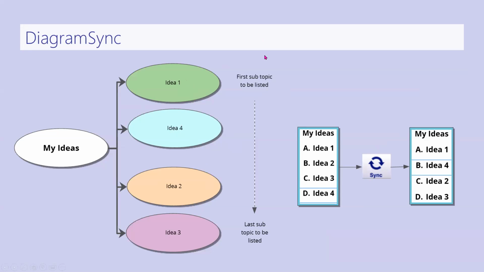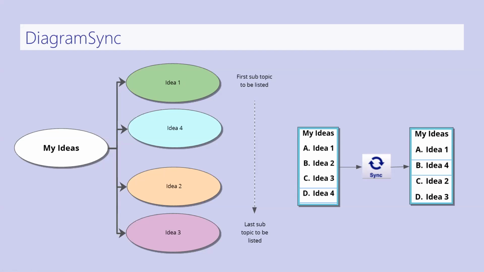But in this example, it's from the top to the bottom in terms of the hierarchy, in terms of determining how it will be sorted when they switch over to the outline view. And because the student has organized it in this way, when they click the sync button, it will show us idea 1, 4, 2, 3, based on how they've mapped the ideas visually.